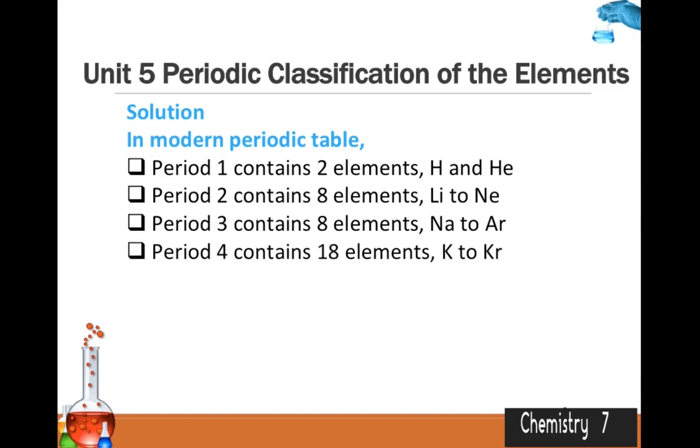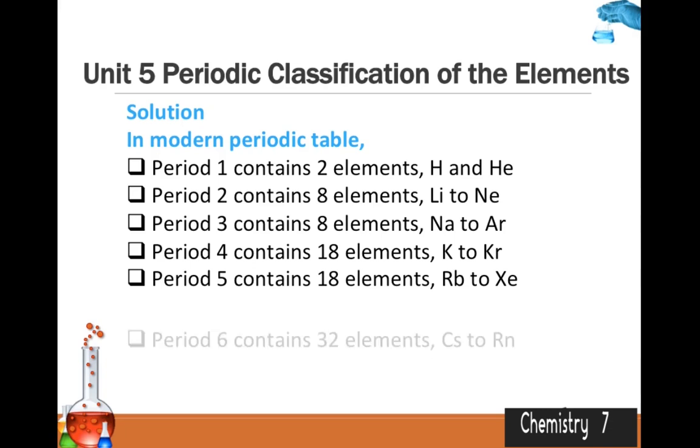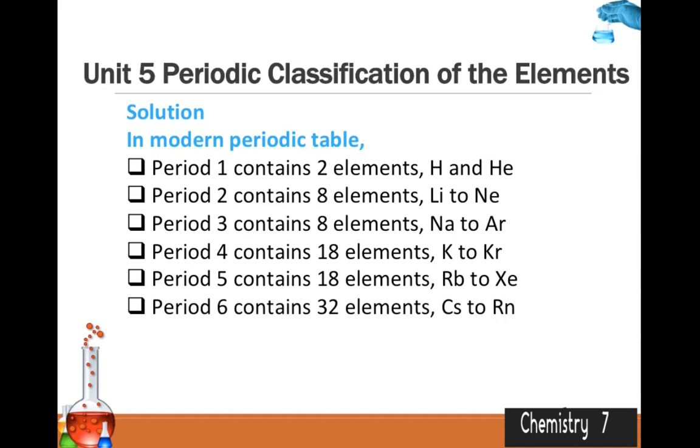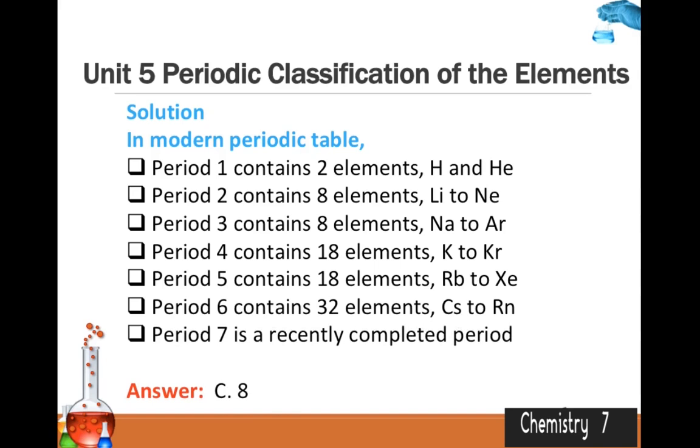Period 4 contains 18 elements, from potassium to krypton. Period 5 contains 18 elements. Period 6 contains 32 elements. Period 7 is a recently completed period. The answer is C, 8.